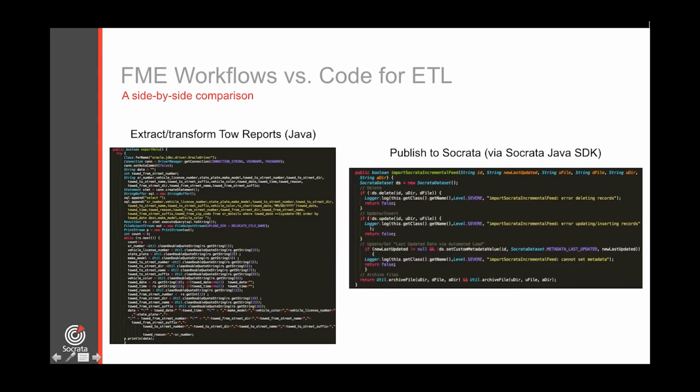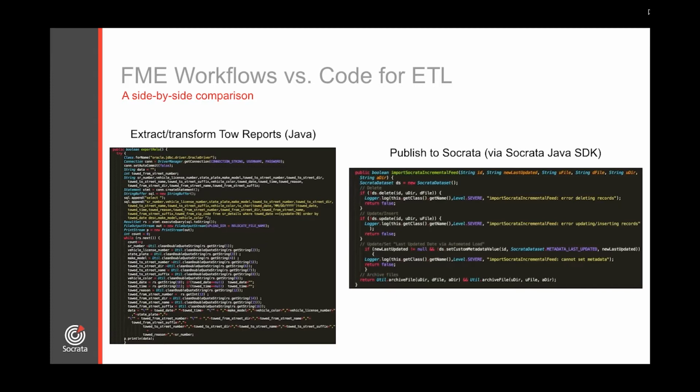So now I want to take a little time to do a side-by-side comparison of using FME to do ETL versus scripting ETL, which is a more traditional approach. I see a lot of people scripting processes to read data, transform it, and publish it. Of course, Socrata offers SDKs and an API to do this, but I just want to show what kind of advantages FME can have over that approach.